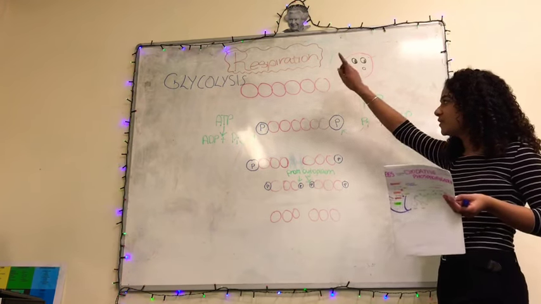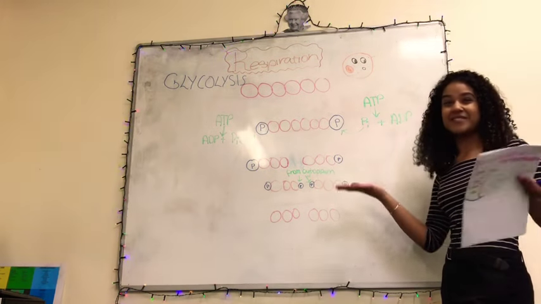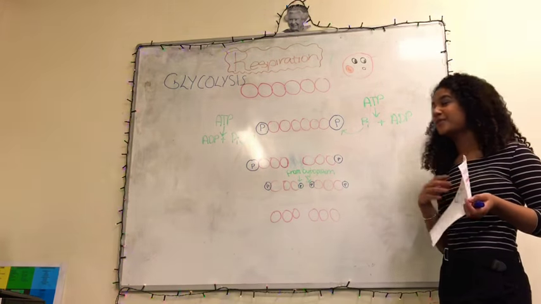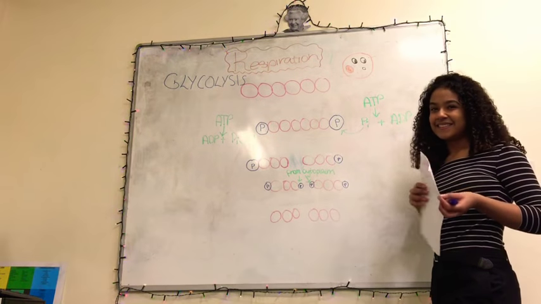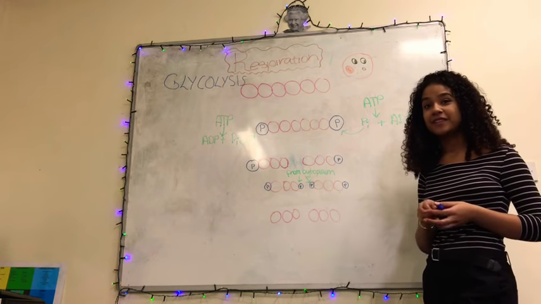But because two of them are used up in this stage, the net production of ATP molecules is only 2, and 2 NADH molecules are also made because of the dehydrogenation at this stage. And this is an example of how ATP is made by substrate level phosphorylation.